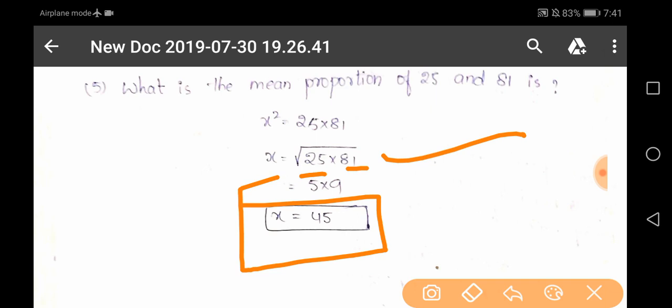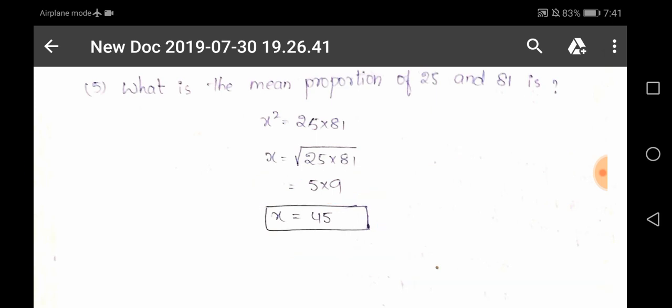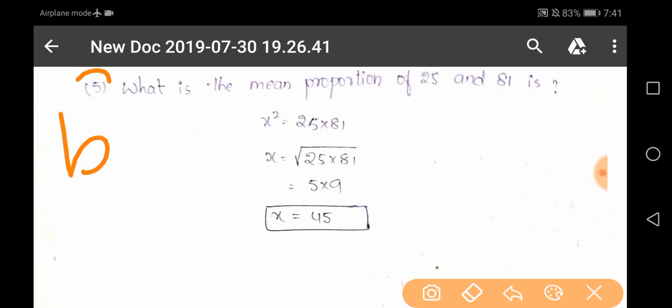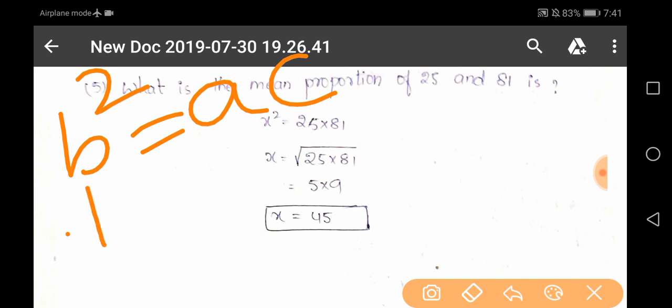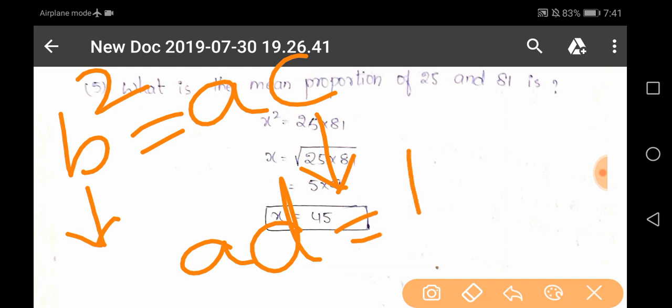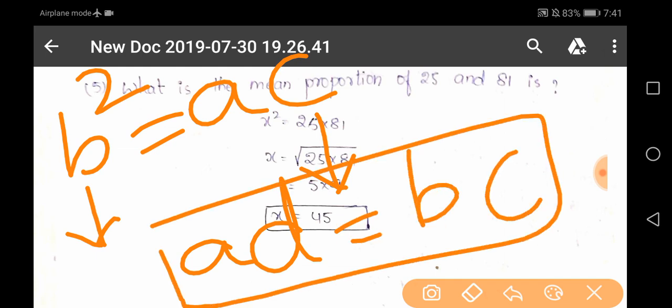Once you know all this, using a, b, c and d, the third proportion, mean proportion and fourth proportion, you can easily do it. The mean proportion and third proportion are similar: in the mean proportion you have to find b, in the third proportion you have to find c, whereas the fourth proportion is different, it is ad equals bc. If you know this, you can directly do the problem without using any formulas.